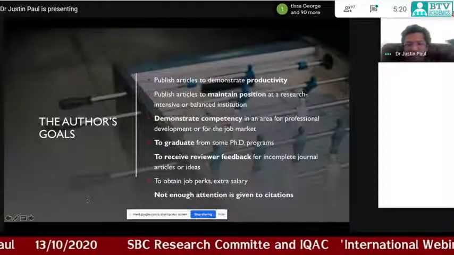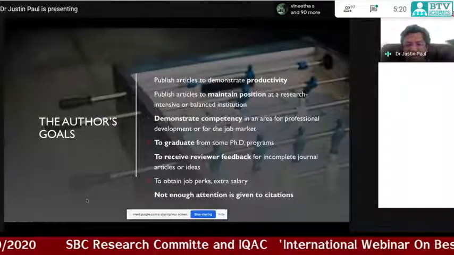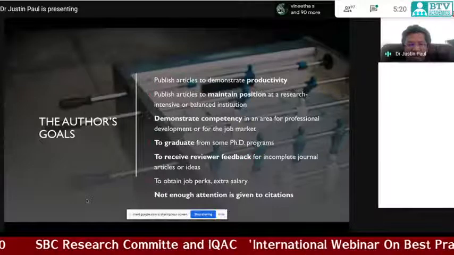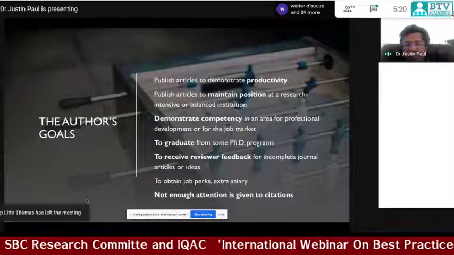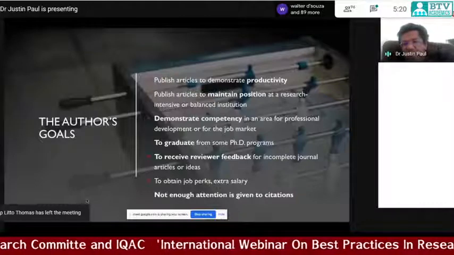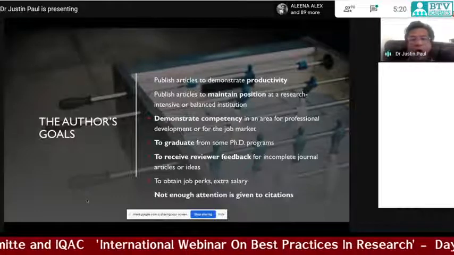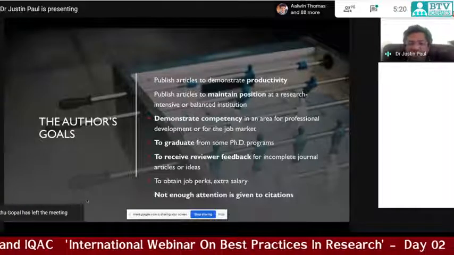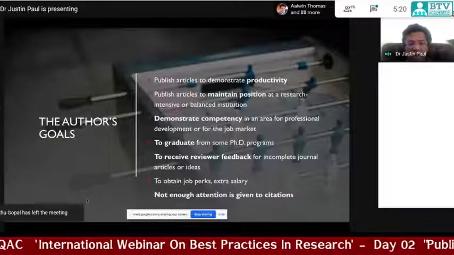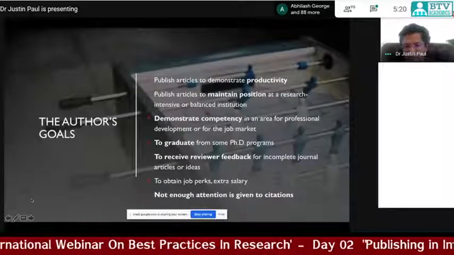And to obtain job perks, extra salary, extra incentives. For example, in India, IIMs are offering 10 lakh rupees for a publication in an A category journal of the Australian Business Deans Council. So this is an extra perk offered by top business schools in different countries for publishing.